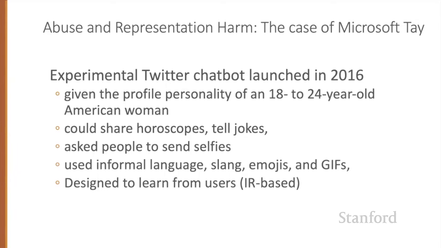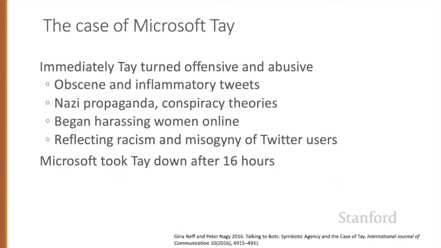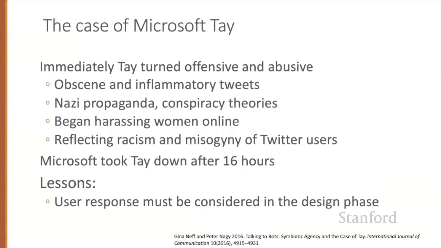A well-publicized instance of abuse and representational harm occurred with Microsoft's 2016 Tay chatbot. The chatbot was given the personality of a young woman communicating informally and was designed to learn from users via IR. Tay began posting messages with racial slurs, conspiracy theories, and personal attacks on its users, and was taken offline after 16 hours. So it's very important that user responses have to be modeled via prototyping.